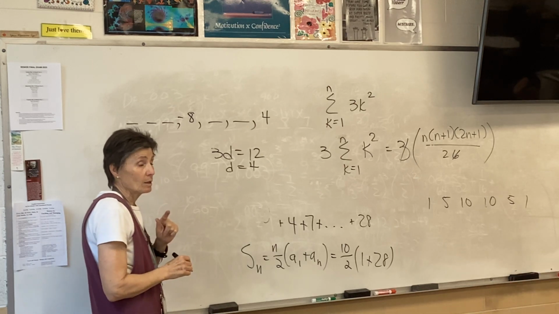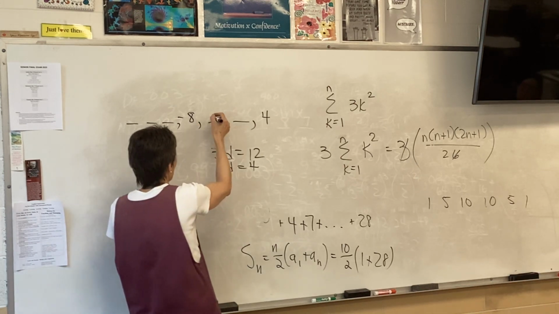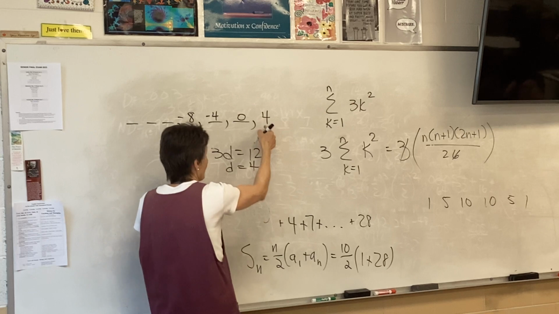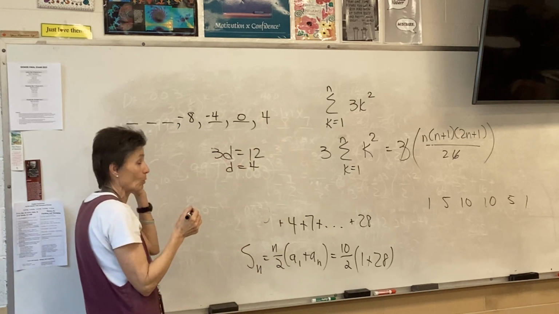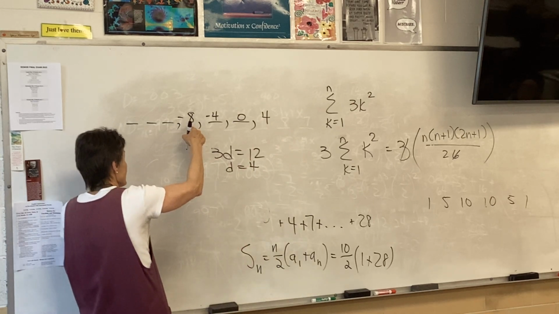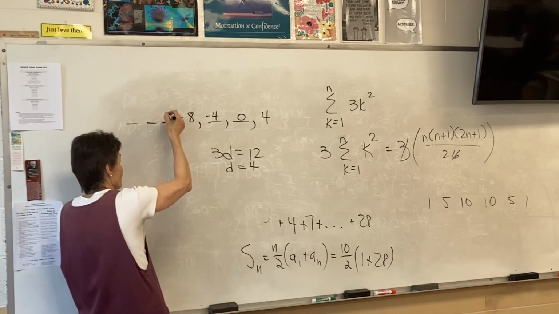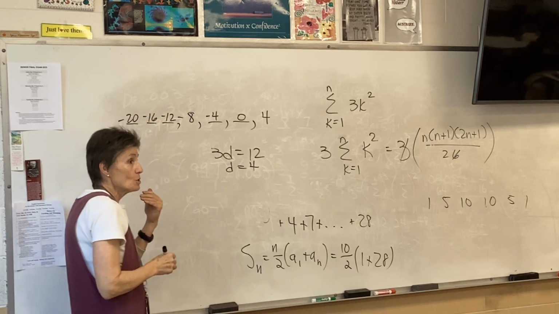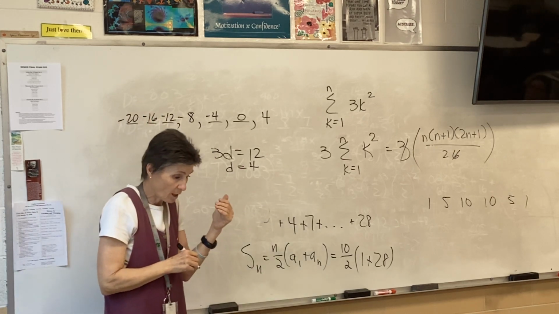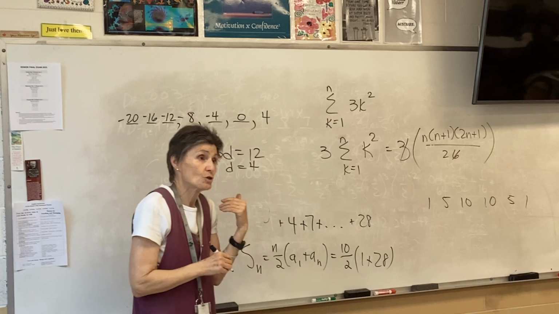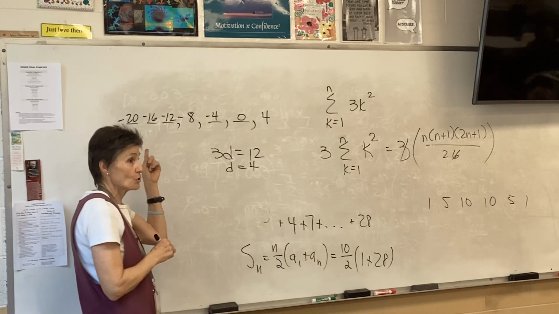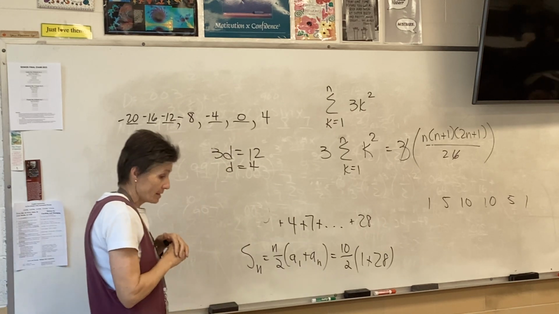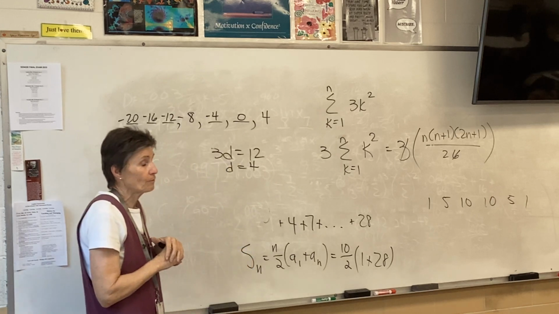I'm adding 4. So this number would be -4, this would be 0, and that would be 4. Now go backwards. So this term will be -12, -16, -20. So one of the questions was, what is the first term? Right there it is, the first term.